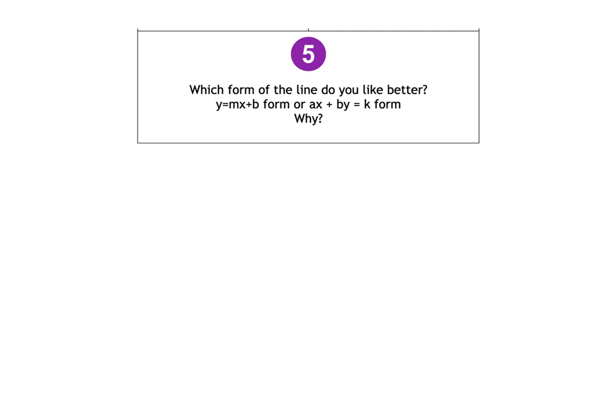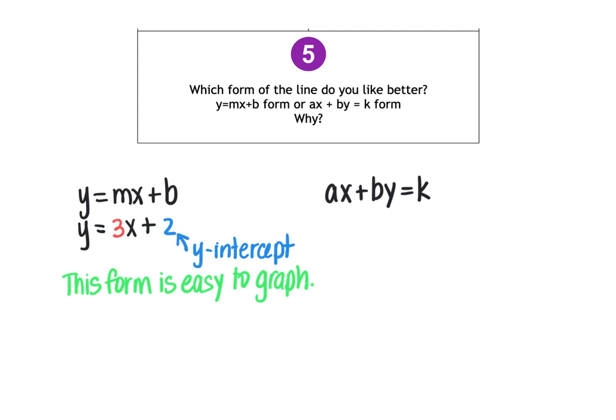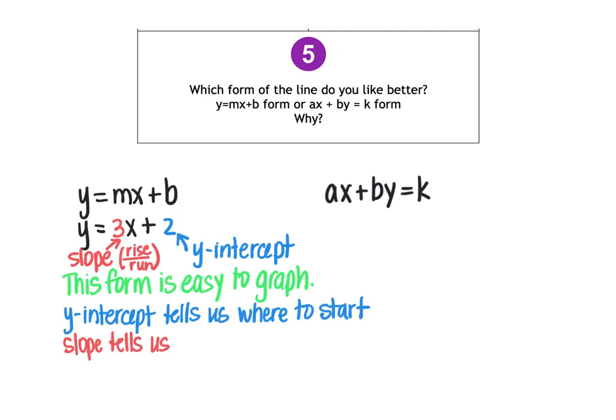Question number 5 is asking which form of the line we like better, y equals mx plus b form or ax plus by equals k form. The first form, y equals mx plus b, is useful to us because we know how to graph that. We can plot the y-intercept and then we can count our rise and our run, or our slope m value, to figure out the direction that the line is traveling and how steep it is.